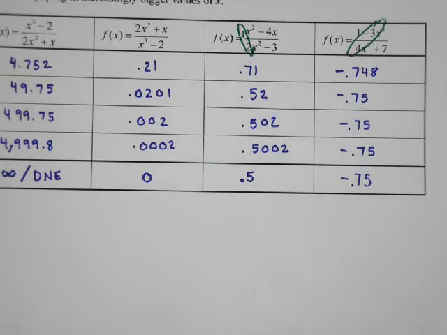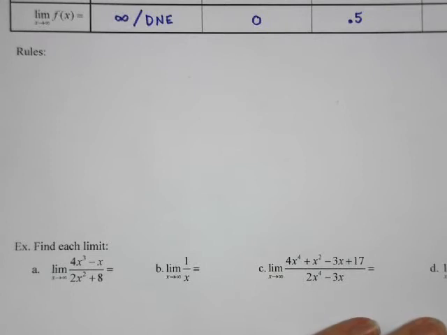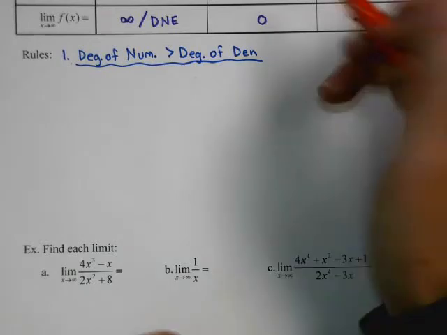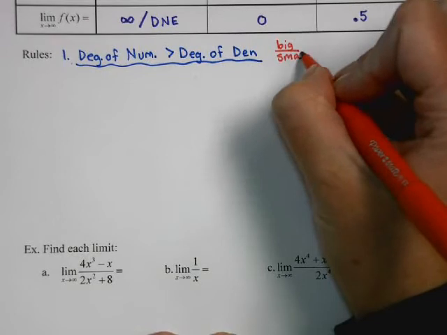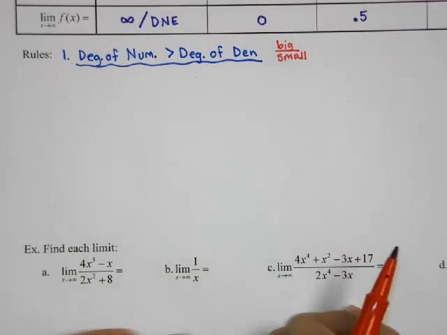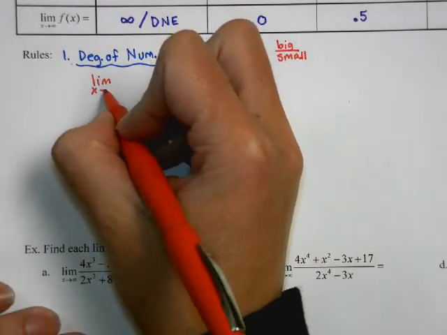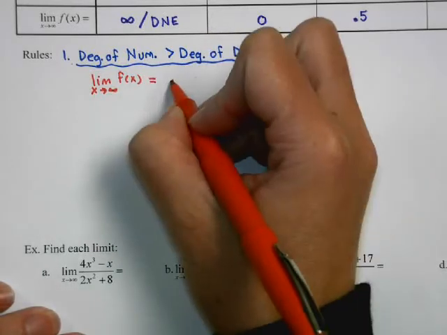So we have 3 cases for rational functions. The first case is if the degree of the numerator is bigger than the degree of the denominator. So if you have big over small, that's just going to grow and grow and grow. So the limit as x goes to infinity of whatever our function is going to be infinity or does not exist.